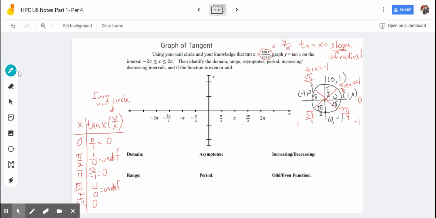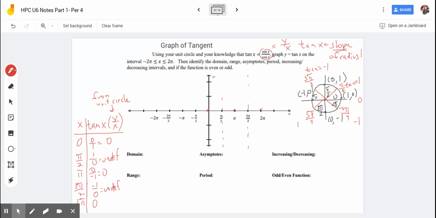All right, so now that we have our table of values and we have our unit circle relationship, let's go and graph our tangent function. At pi over 2, we know that it's undefined, so there's going to be a vertical asymptote there. And at 3 pi over 2, we're also going to have that the function is undefined. Okay. Pi, we're at 0. 2 pi, we're at 0. 0, we're at 0. Okay.